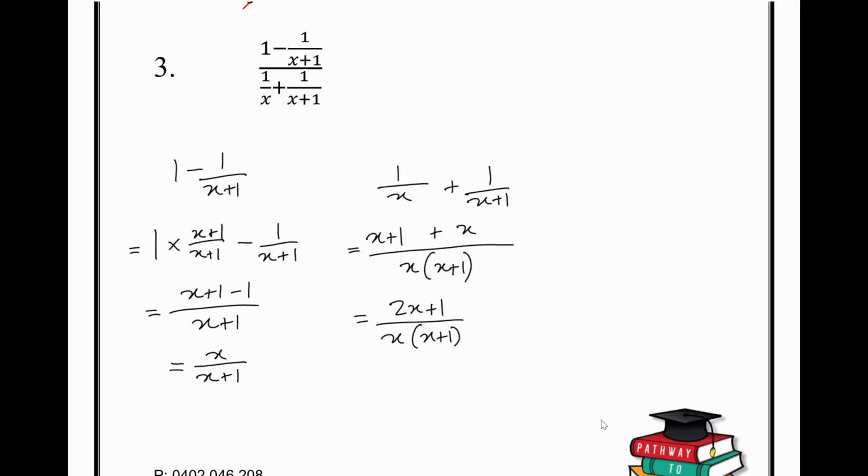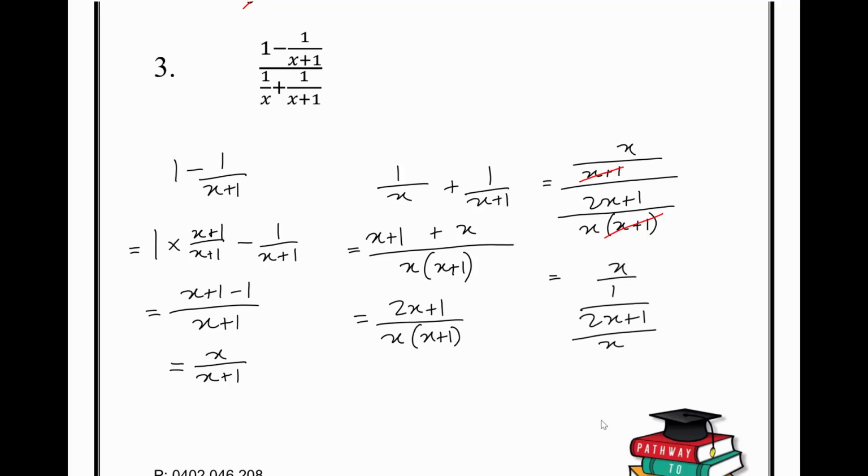Now let's move this back into the original equation such that the top half is divided by the bottom half. We end up with x on x plus 1 divided by 2x plus 1 divided by x times x plus 1. We notice that in the second and fourth parts, we have a common x plus 1, so we'll just go ahead and cancel that out. This results in x divided by 1 divided by 2x plus 1 divided by x.